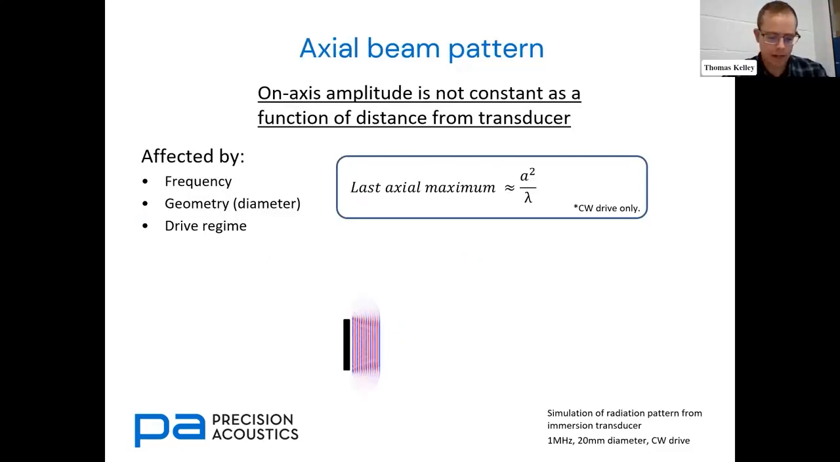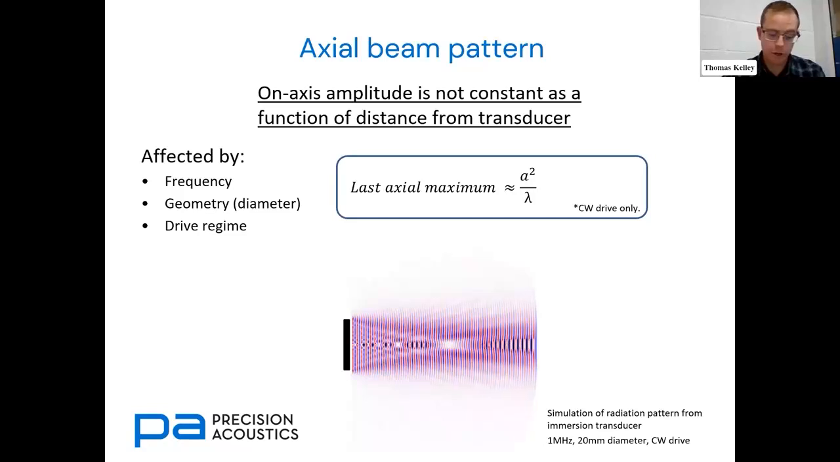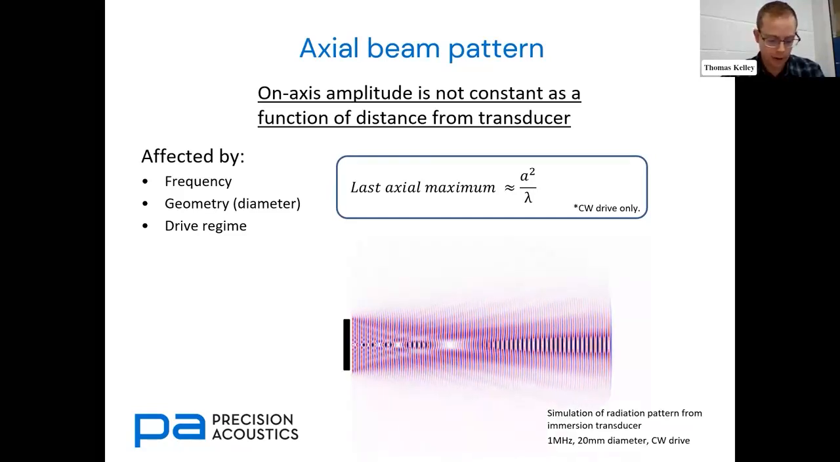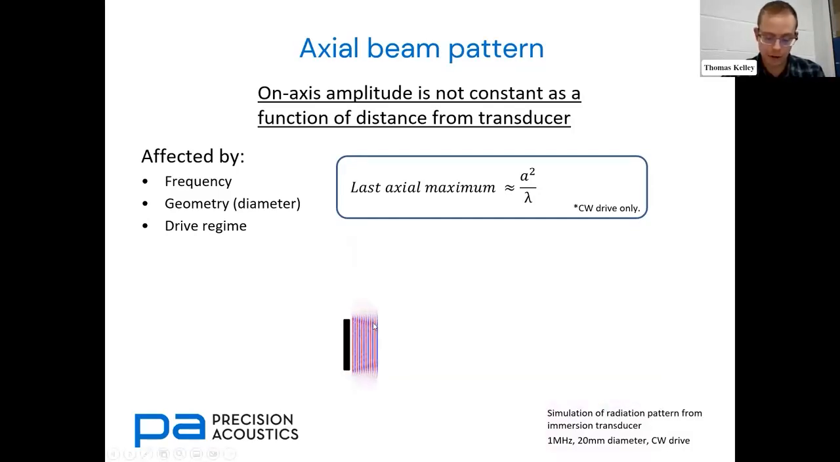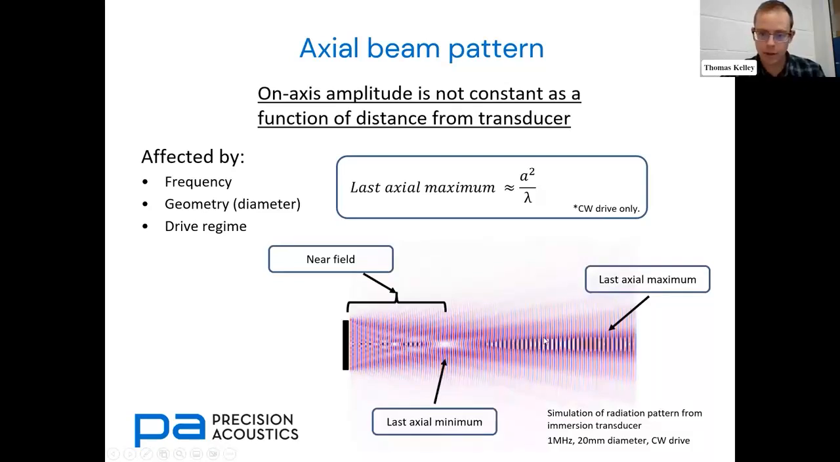So considering all that, if we start looking at an axial beam pattern, here we have a simulation of a field produced by a planar transducer operating in a continuous mode. As you can see, it's quite a complicated field shape, particularly in the near field close to the transducer. And although it's a planar transducer, it's still got minima and maxima on and off axis.